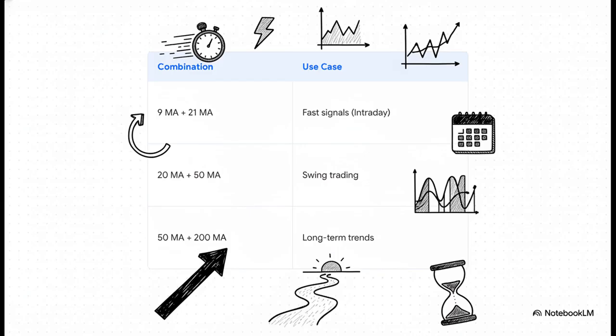Now, this is really important. This strategy is not a one-size-fits-all deal. The settings you use have to match your trading style. So an intraday trader looking for quick signals might use a zippy 9 and 21 MA combo, but a long-term investor, they'd be using the classic 50 and 200-day moving averages to spot those huge major trend changes.